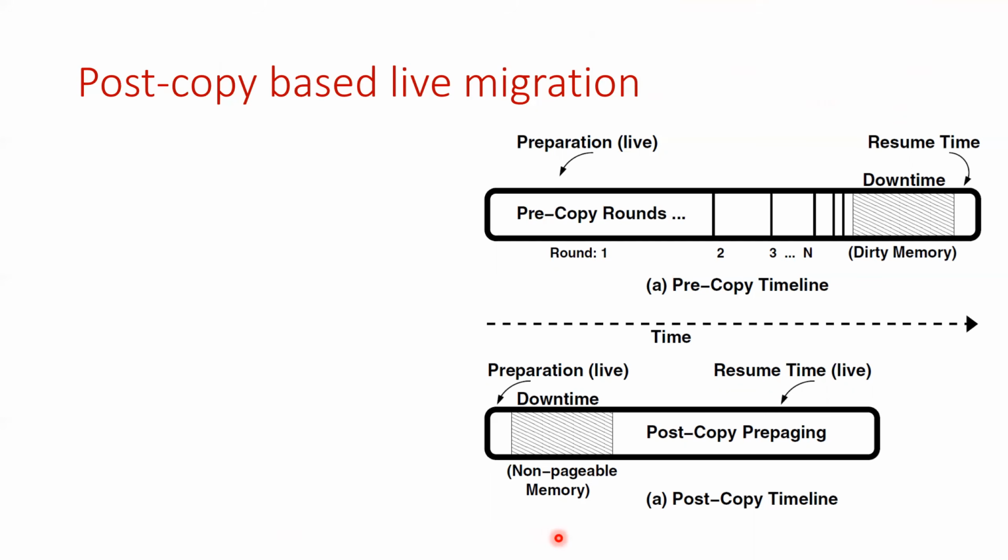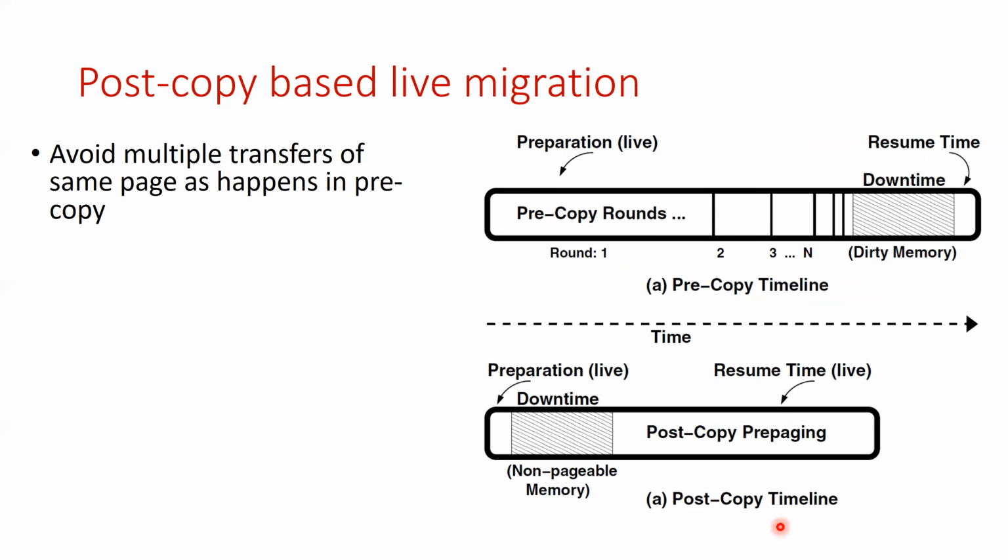You move it to the target. You immediately resume the machine there, and whatever is missing, there'll be page faults for the memory that's missing, and you will fetch them on demand at the target, right? So this is post-copy. You're copying most of the memory after the VM has started on the target.